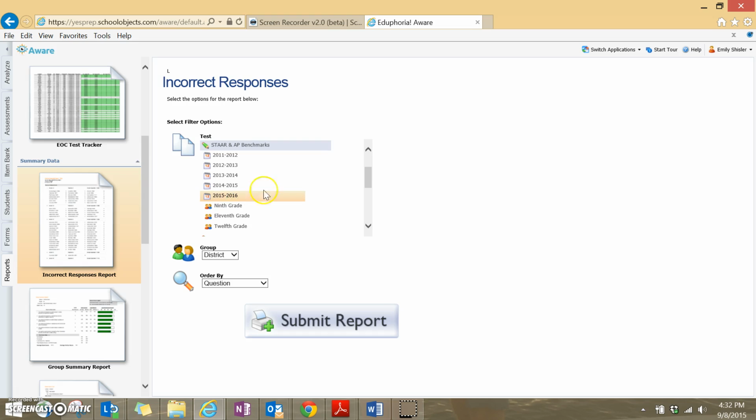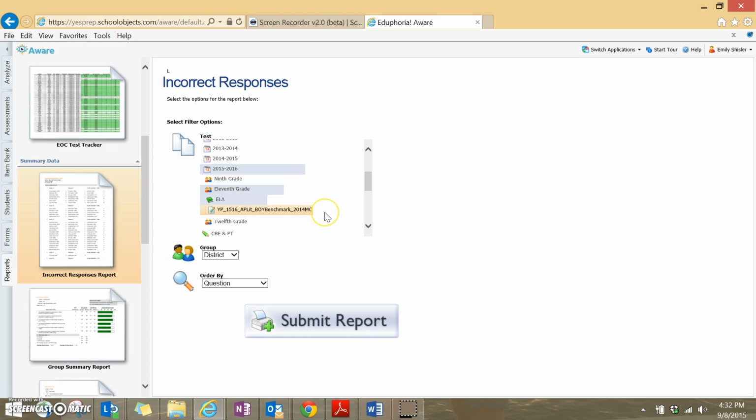This year, 11th grade, ELA, and there's my benchmark, it pops up. Now, you probably won't have these choices, but if you do, you're going to want to look at your data by teacher rather than by campus or by the system as a whole. And I recommend you order question by question. Then you're going to click Submit Report.